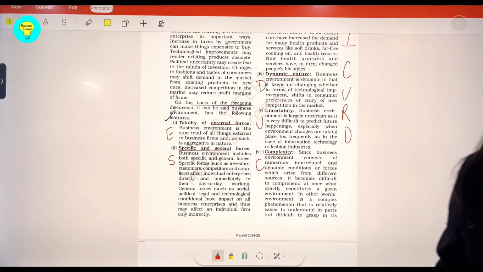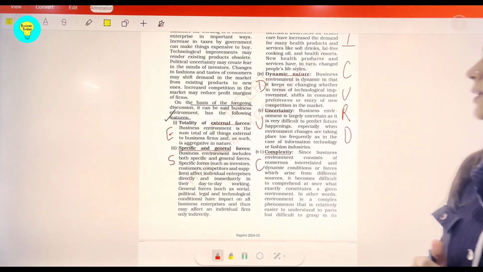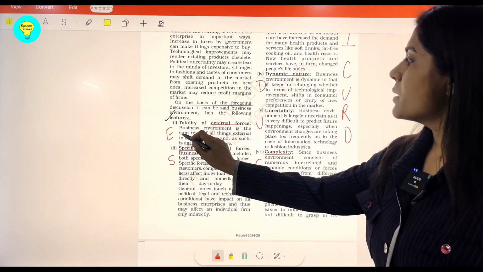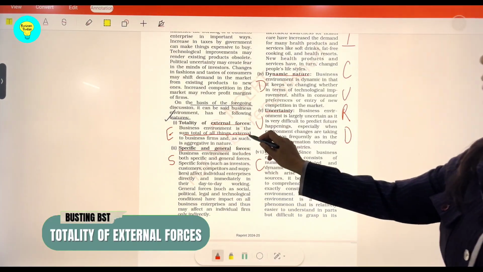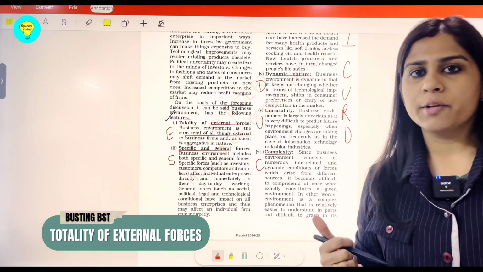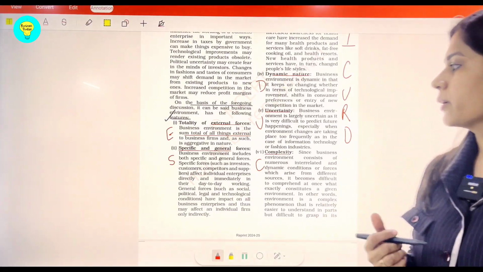Now let us discuss what exactly you are supposed to write from NCERT if this point comes as a long question. So totality of external forces, we mean by this that business environment is nothing but the sum total of all the external things to it. External might be political environment, economical, social, technological, and so on.